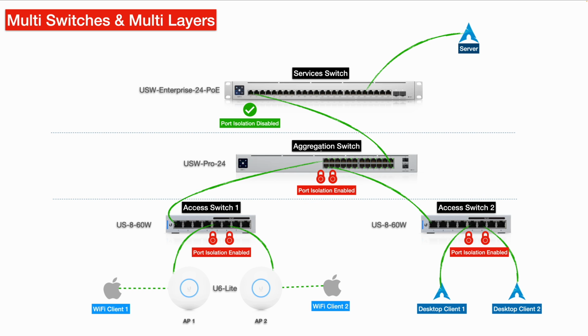In the middle layer, we have the so-called aggregation switch. In the highest level, I have another switch. It's connected to the aggregation switch and another Linux virtual machine as a server. We are going to test how we can configure port isolation to achieve the effect that for the 4 clients, 2 Wi-Fi clients, 2 desktop clients, they cannot communicate with each other, but they can all access the server. Let's see what we can do in the 3 different layers of switches.